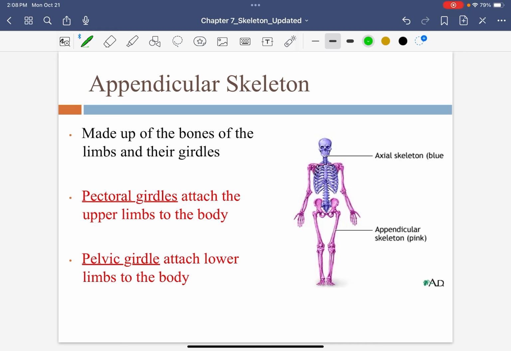Whereas the appendicular skeleton is more about movement. Yes, it does give us some support. It holds us up for our legs. But also the appendicular gives us a lot of movement. The appendicular is made up of the arms and the legs. And as I said at the very beginning, also includes your pectoral girdle and pelvic girdle, what attaches the legs and arm to the body.